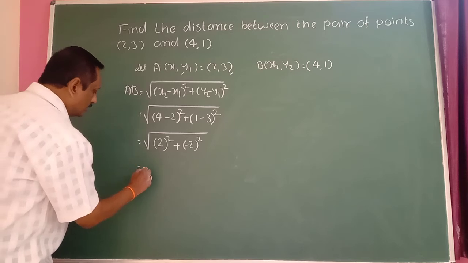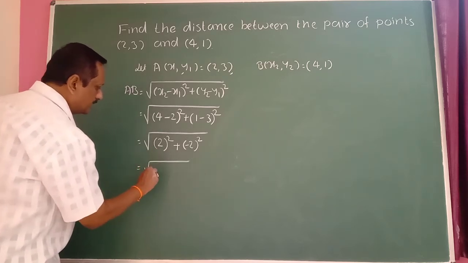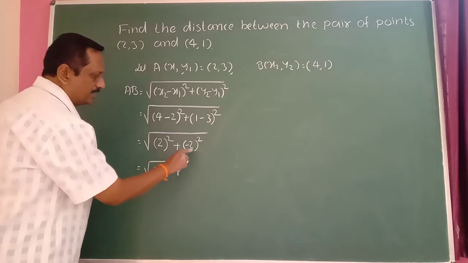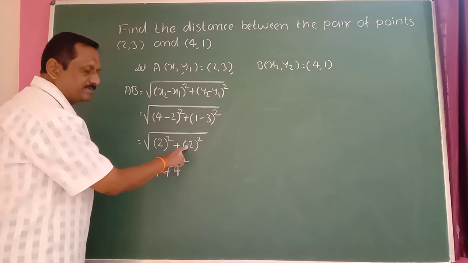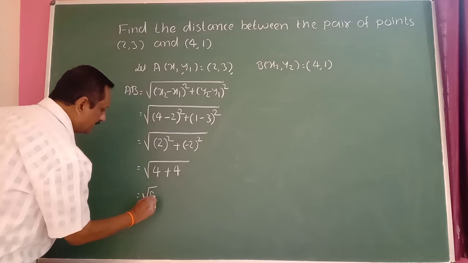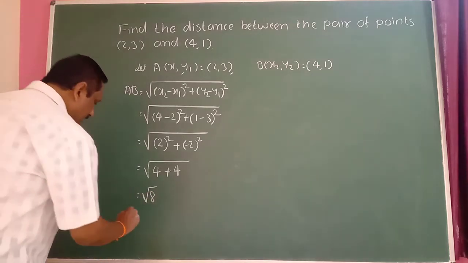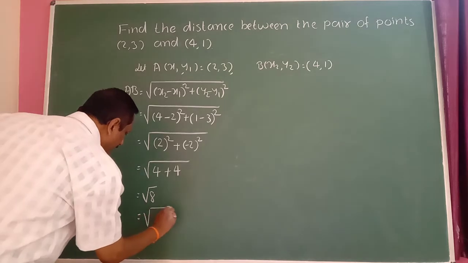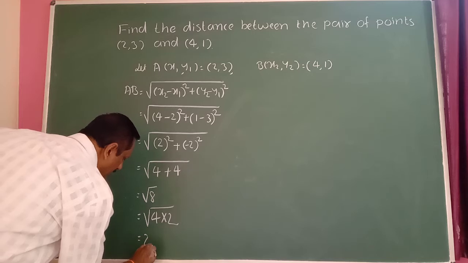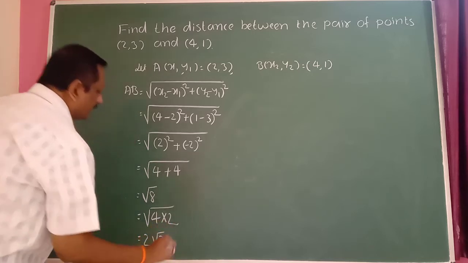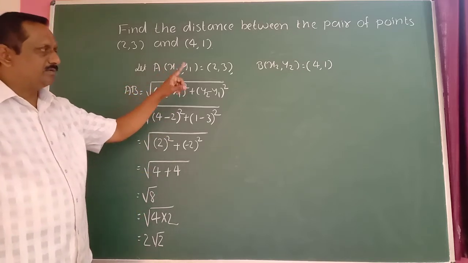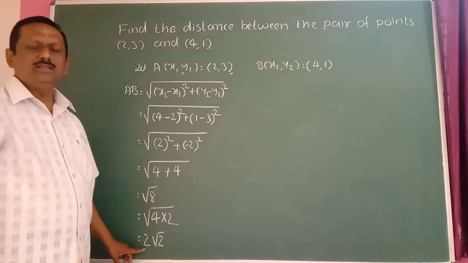Then this is equal to the root of 2 square, which is 4, and minus 2 square becomes 4, because with the square the minus becomes plus. Therefore 4 plus 4 becomes 8. You can write 8 as 4 into 2, root of 4 into 2. The square root of 4 is 2, so 2 root 2. So the distance between A and B is 2 root 2. The distance between these two points is 2 root 2.